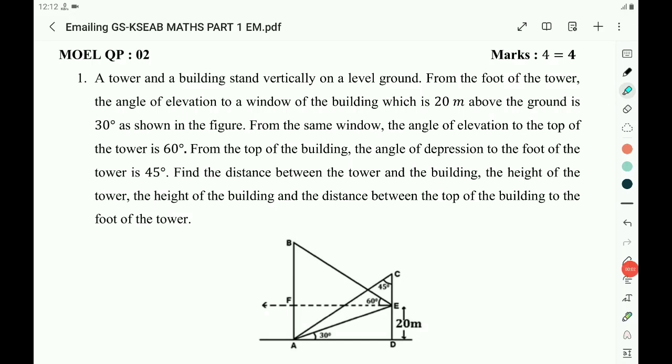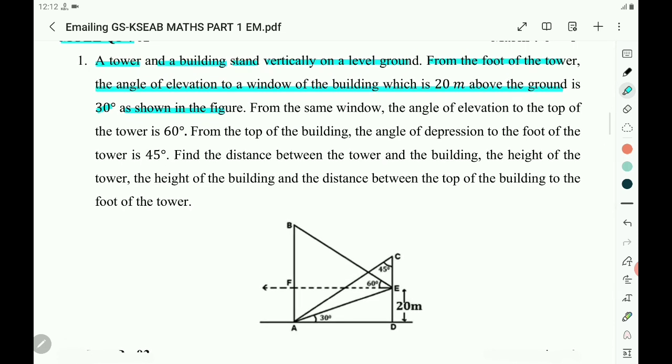Now let us solve the questions from the chapter Application of Trigonometry. It is a question from the model question paper 2. Let us read the question. A tower and a building stand vertically on a level ground. From the foot of the tower, the angle of elevation to a window of the building, which is 20 meter above the ground, is 30 degree as shown in the figure.